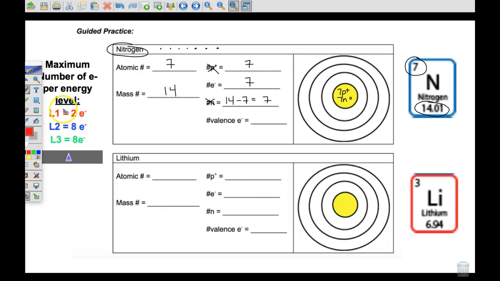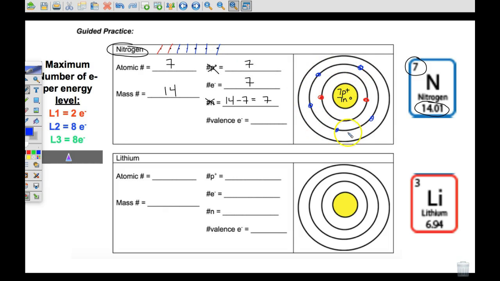So according to my cheat sheet, there can be a maximum number of 2 electrons in the first energy level. So I have 7 electrons, so I know I'm going to fill up that first energy level. So I have 1, 2. So I'm going to cross out 2 electrons. Well, this first level is full. There's no more seats available, so to speak. But I still have 5 more electrons. So I'm going to have to go to my second level and plot 1, 2, 3, 4, 5 electrons.